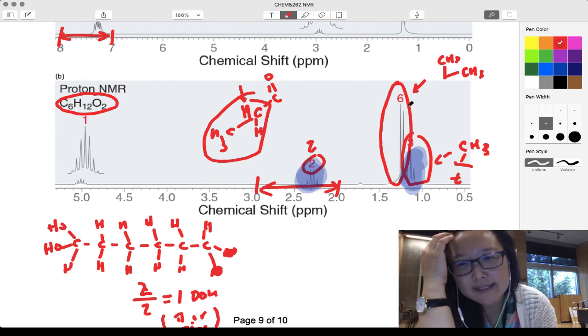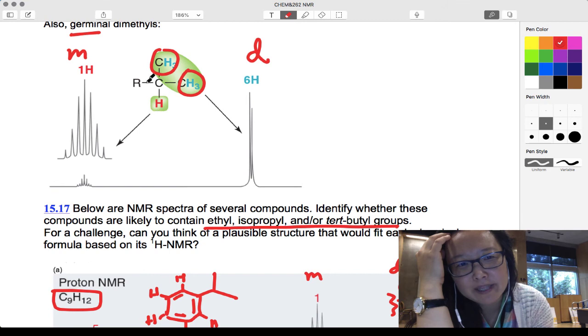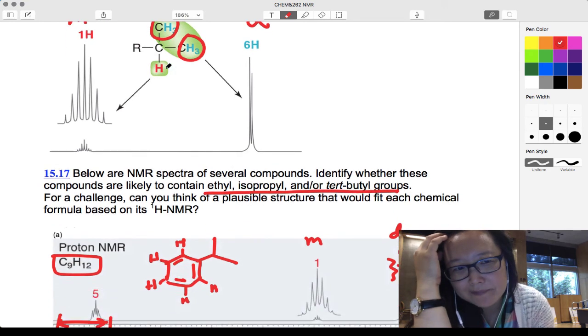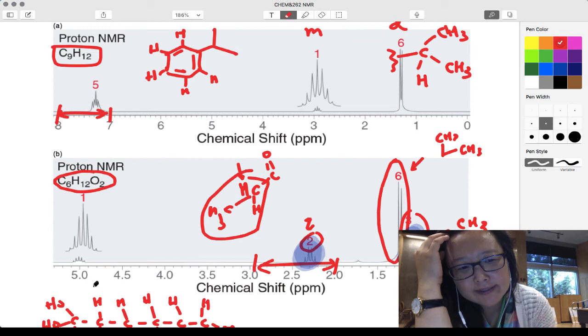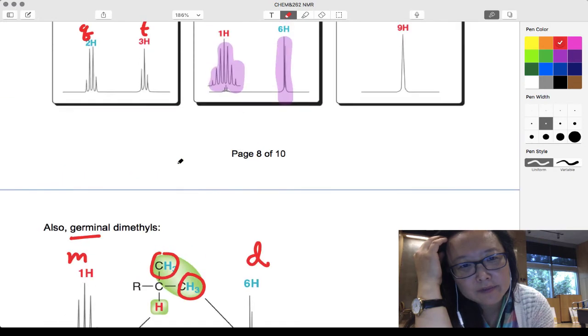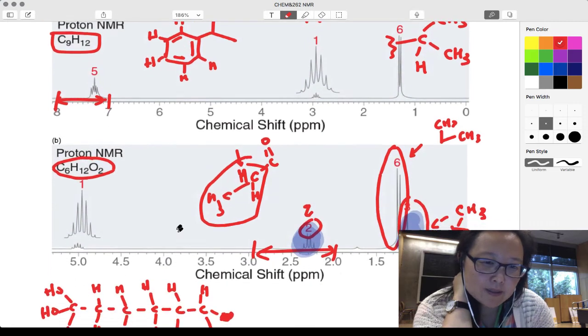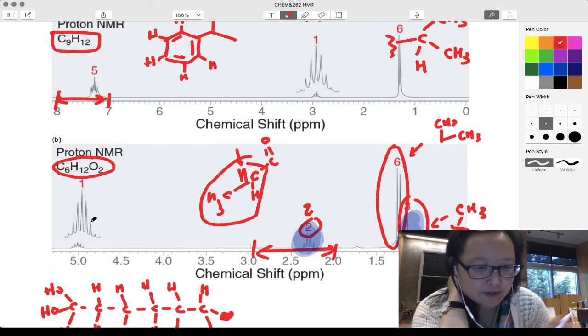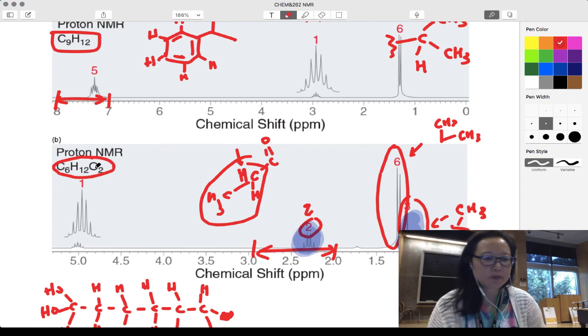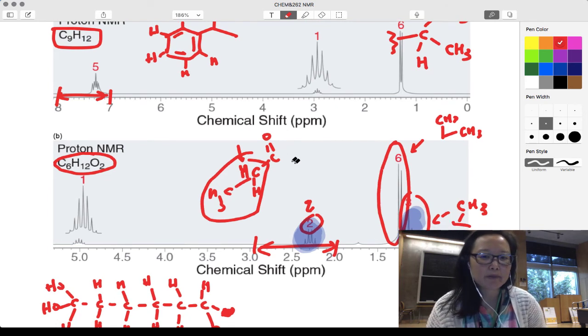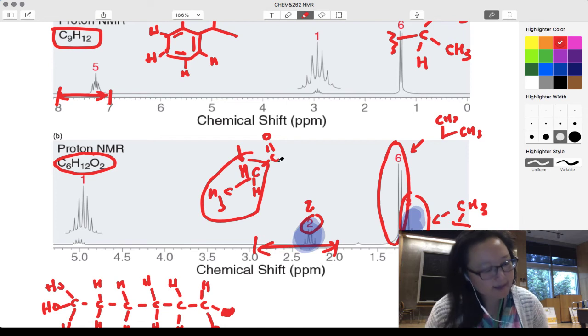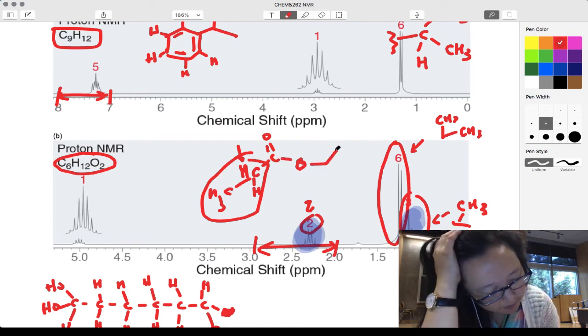Now a 6H doublet and then a multiplet would tell me that I have this geminal dimethyl going on. However, this is way downfield. It's at 5 as opposed to being down here, where usually it's just an alkyl. If it's an alkyl group, it shouldn't be as high. So that's telling me that this 1H is really close to something electronegative. And if you notice, I have 2 oxygens. So I probably have another oxygen. And then I've got my isopropyl group.